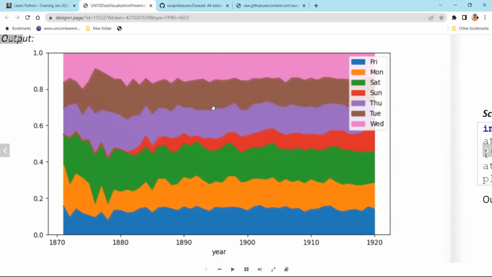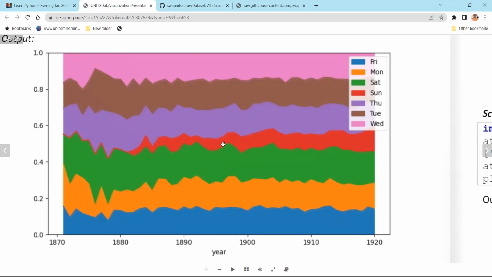If you see here, earlier in the 1800s, very few matches, almost close to 0, were played on Sundays. But now in 1900, more matches are being played on Sundays. This is what this data tells you. So you can see which is the most popular day of the week. Tell me, in 1870, which was the most popular day of the week for matches, and in 1920, which is the most popular day of the week for matches.